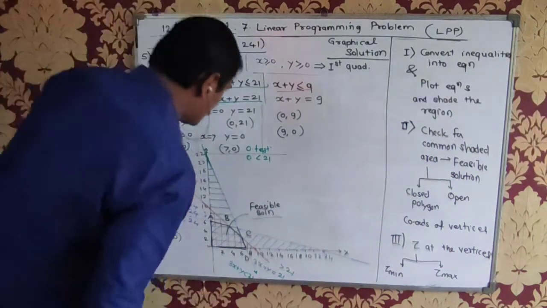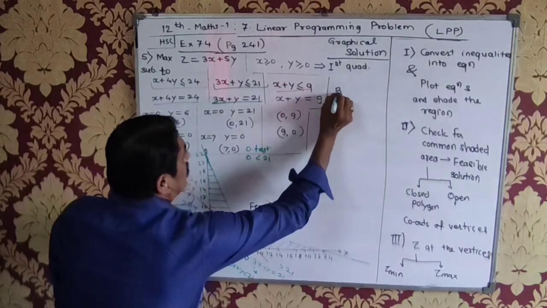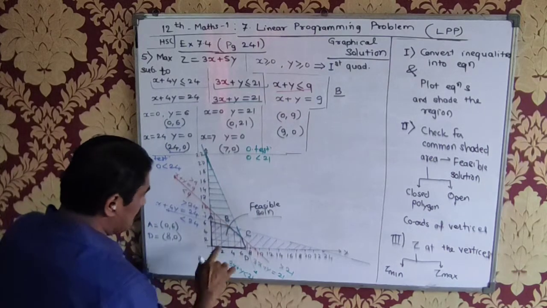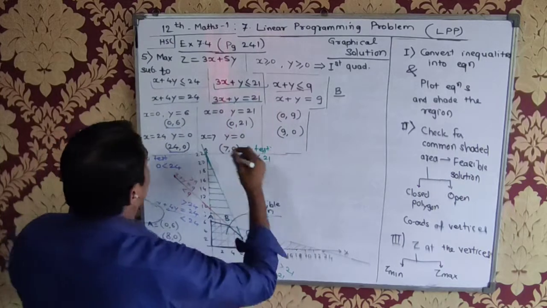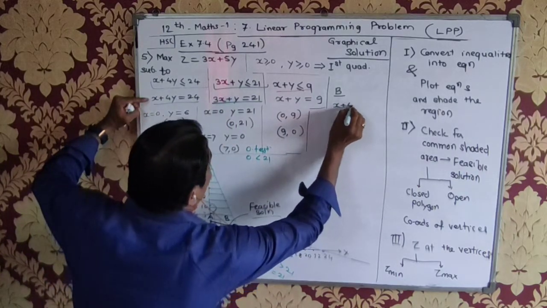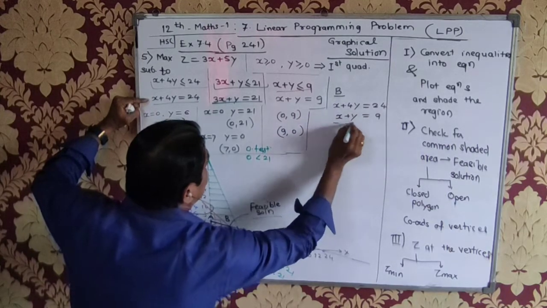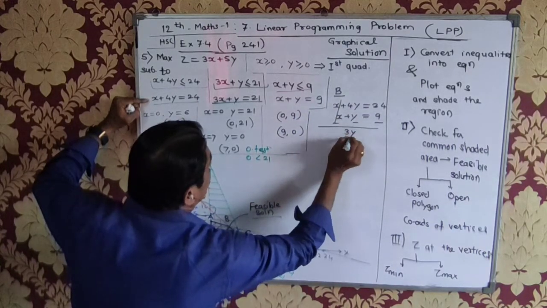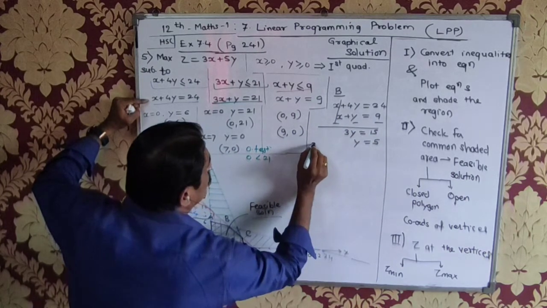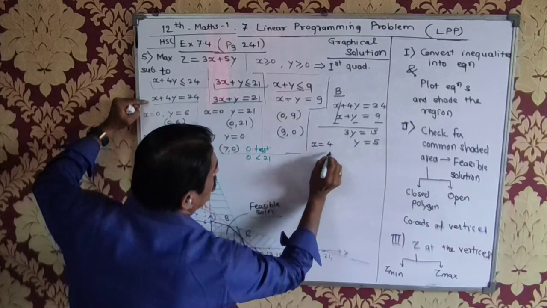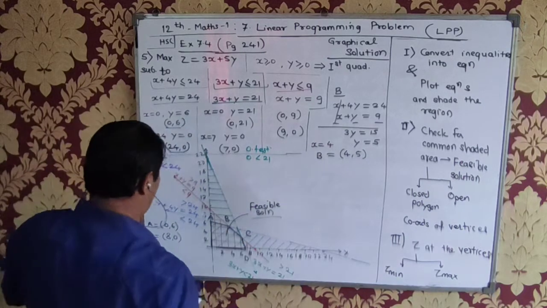तो B के coordinates, B is the point of intersection of blue line and red line. So it is x plus 4y is equal to 24. X plus y is equal to 9. Subtracting, we get 3y is equal to 15. Y is equal to 5. So x is equal to 4. The point is 4,5. B के coordinates है 4,5.